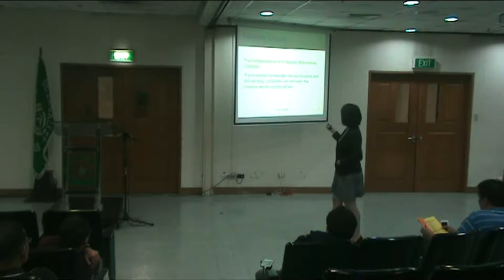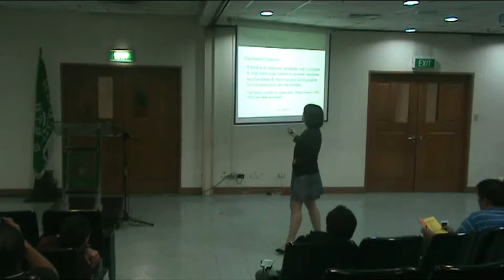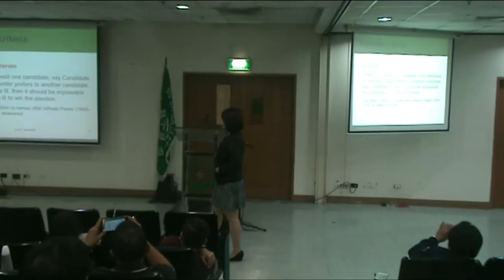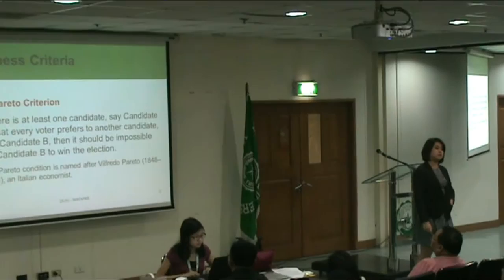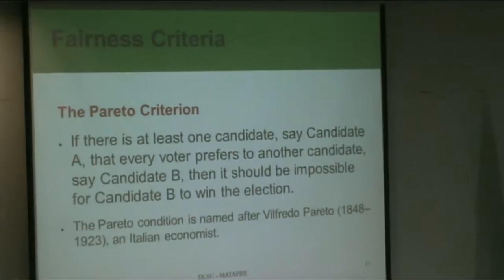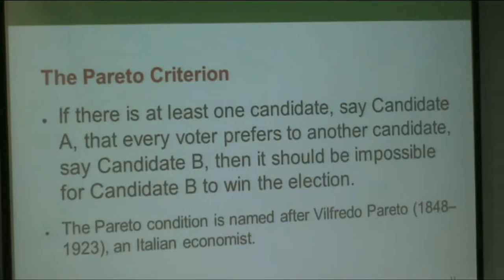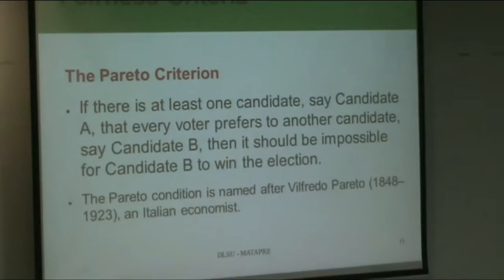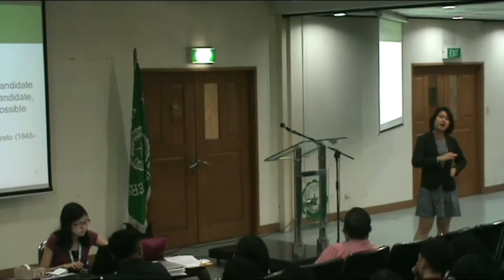Next is the Pareto criterion. If there is at least one candidate, let's say for example candidate A, that every voter prefers to another candidate, let's say candidate B, so all the voters would rank A higher than B, then it should be impossible for candidate B to win the election. The Pareto condition is named after Vilfredo Pareto, an Italian economist. I think this is obvious, right? If A will always have a higher rank, it will not be possible for B to win the election.